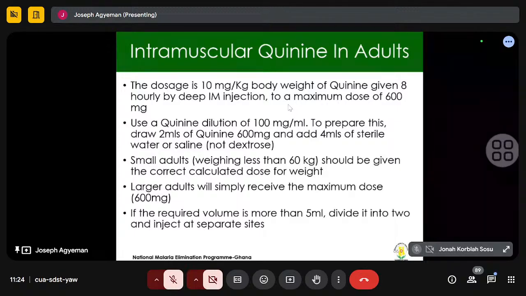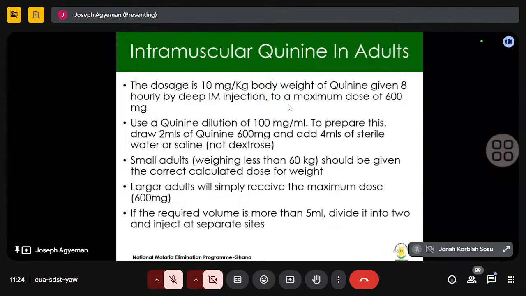I repeat, if after the first day, 24 hours, meaning you also give 3 doses, the patient gets better on quinine and can now tolerate orals, switch to the oral quinine. As for quinine, be it IV, IM, oral, the dosage regimen is the same: 10 milligram per kilogram body weight, maximum 600 milligram, 8 hourly for 7 days.